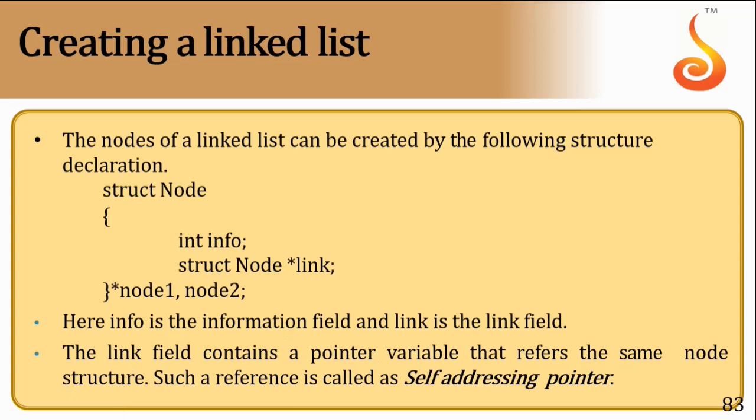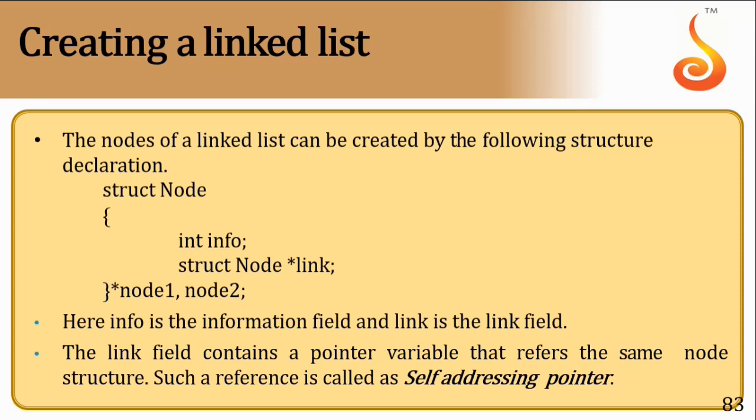After taking it and writing in the information part and then making the link part null, you need to check whether it was the first node in the list or not. If it is the first node, how do you know? Because head is null, it is the first node, so make head point to this node. Otherwise, if it is not the first node, to attach it to the list I need to traverse the list, go to the last node, and make the last node point to this node, right? If I am attaching it at the end.